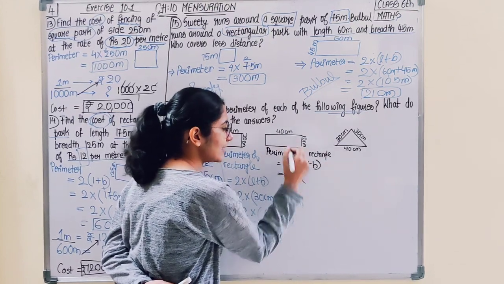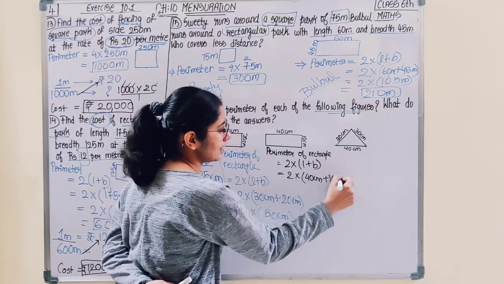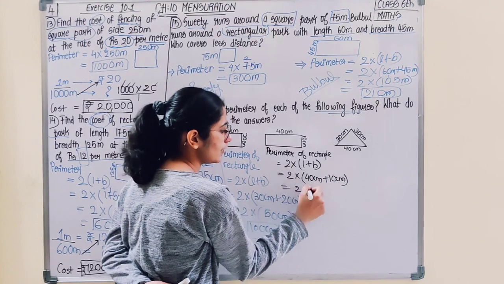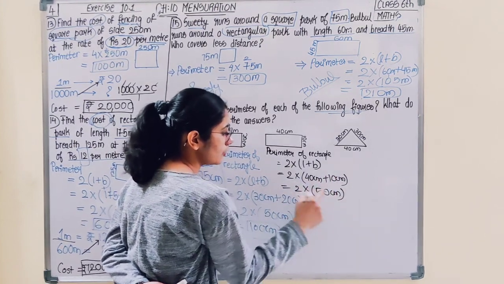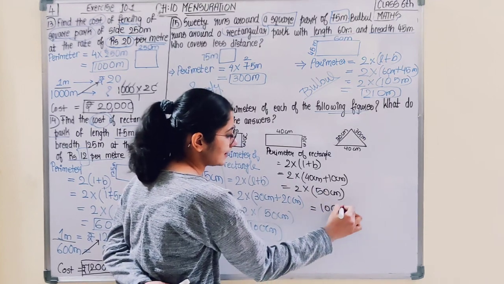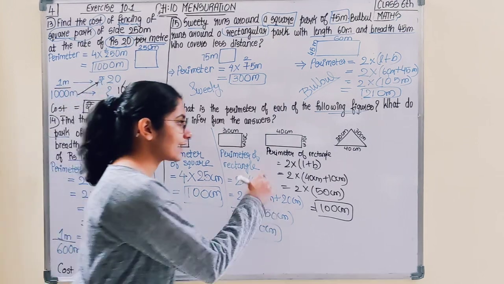2 into what is the length? 40 cm. What is the breadth? 10 cm. Okay, so 2 into 40 plus 10, 50 cm. 2 into 50, 100 cm. This is the perimeter of this given rectangle.